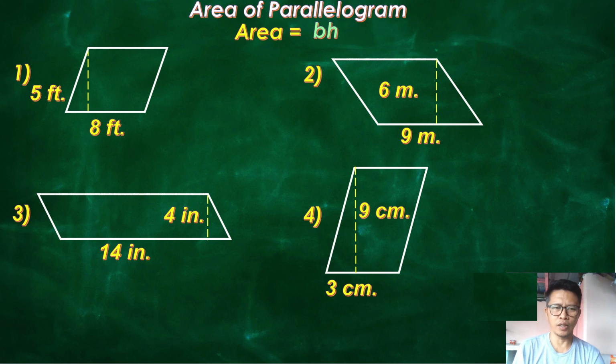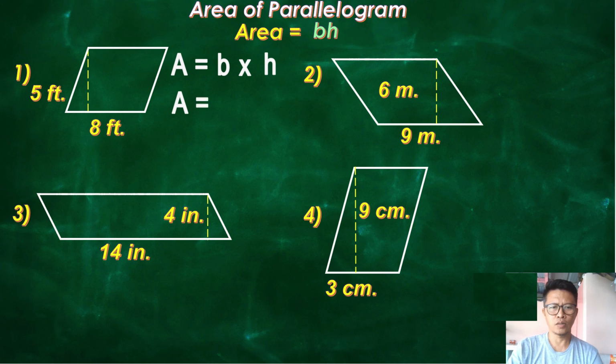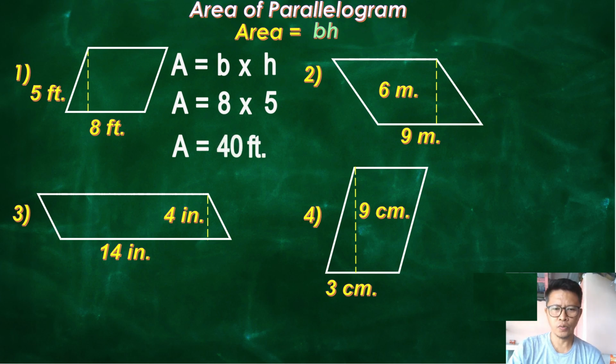So we have here example number 1, a parallelogram which its base is 8 feet and a height of 5 feet. Okay, so let us go straight to the problem. Okay, so area is equal to base times height. That would be area is equal to 8 times 5, that is equivalent to 40 square feet. That is for number 1.